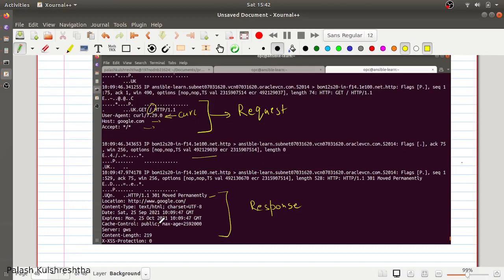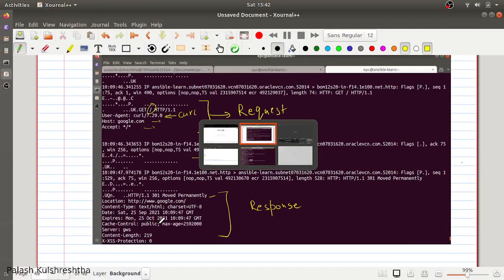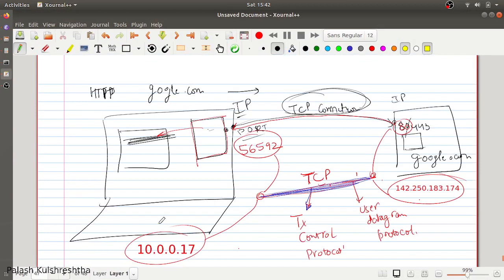So this is how you can eavesdrop on an HTTP connection, because the connection between your system and google.com is not secure. That's why everyone is focused on moving to HTTPS. In that case, this data transfer is encrypted.